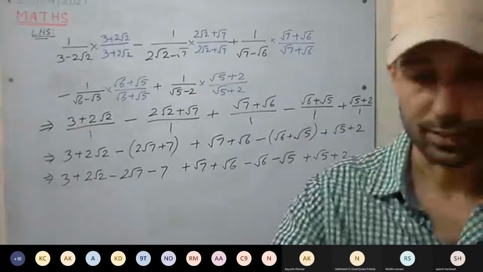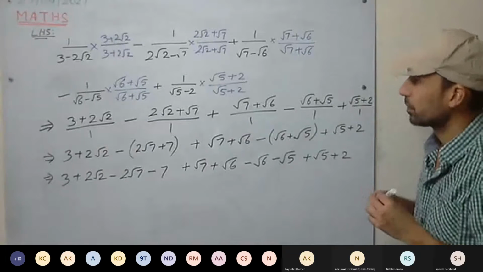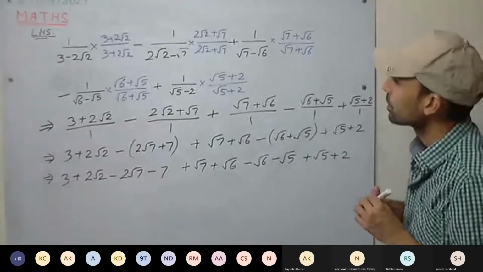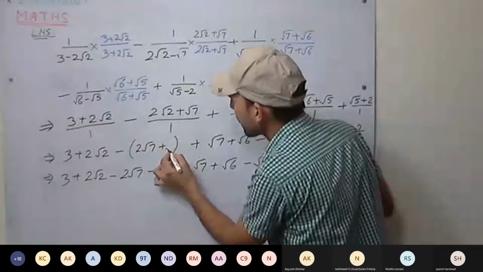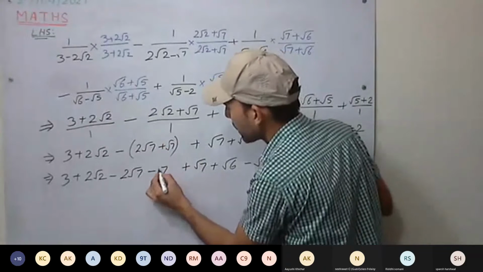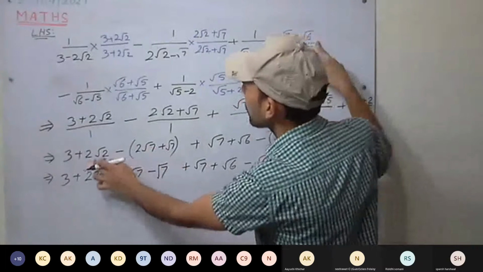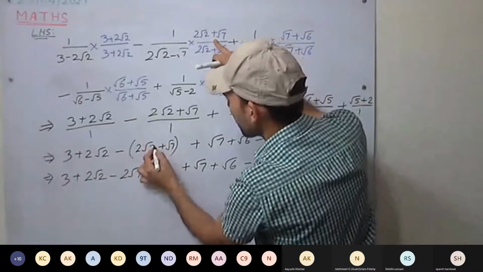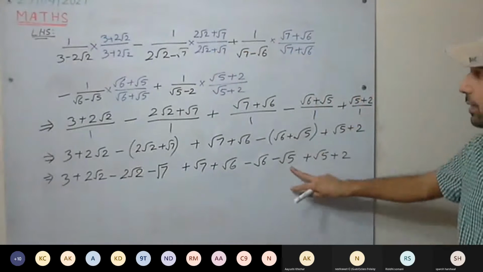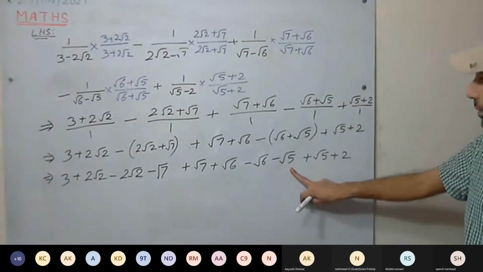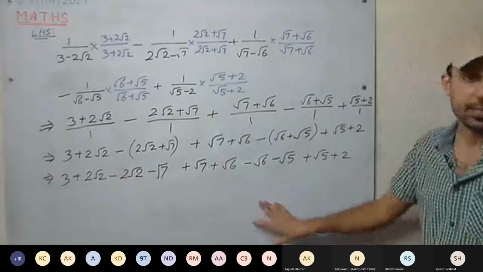Now we are going to cancel the terms. Which terms are getting cancelled? One minute. Root 7. First term, 2 root 2 it is. Okay, is this clear? Now we are going to cancel that. Any doubt?